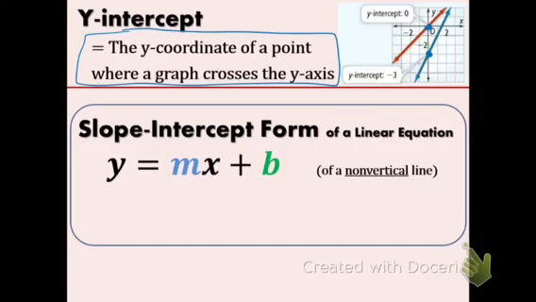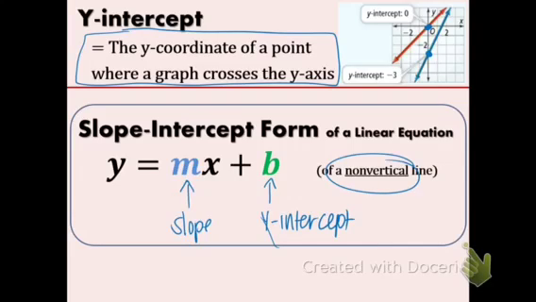So the slope-intercept form that you probably know by heart already, which is awesome, is y equals mx plus b. m stands for the slope and b stands for the y-intercept. We can use the slope and the y-intercept of a line to write and graph an equation of a non-vertical line. So it can be diagonal, it can be horizontal, anywhere in between, but it cannot be vertical. The reason why is because for a vertical line, the slope is undefined, and we cannot substitute an undefined slope into the equation.